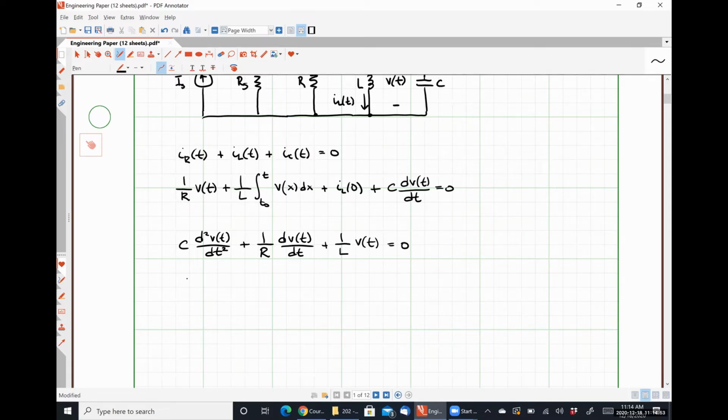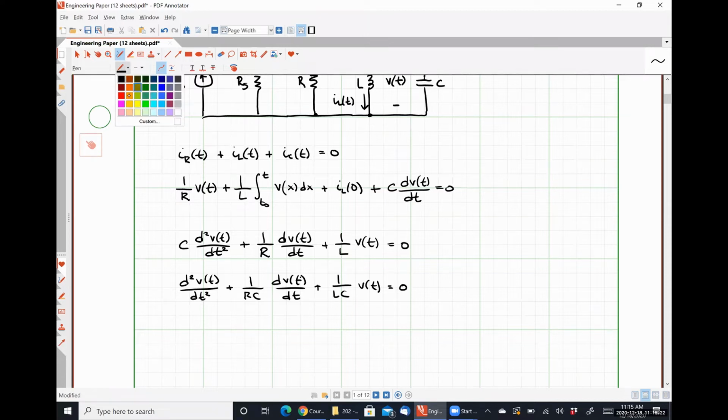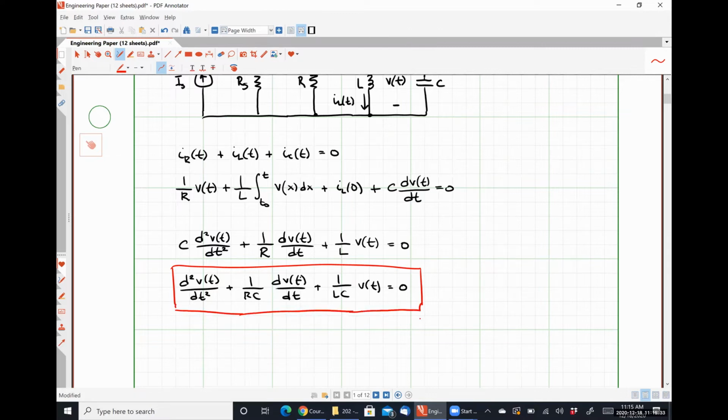So finally, I will have the second derivative of V of t with respect to dt squared plus 1 over RC times the first derivative dV by dt plus 1 over LC times V of t is equal to 0. So this is the characteristic equation for my parallel RLC circuit. All right.